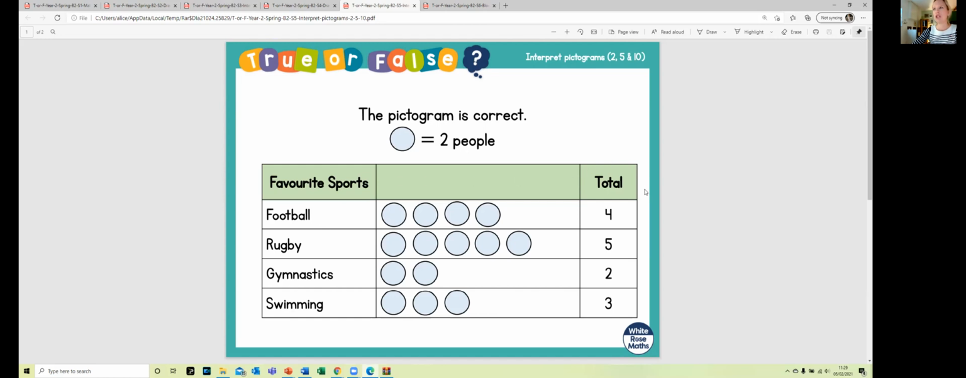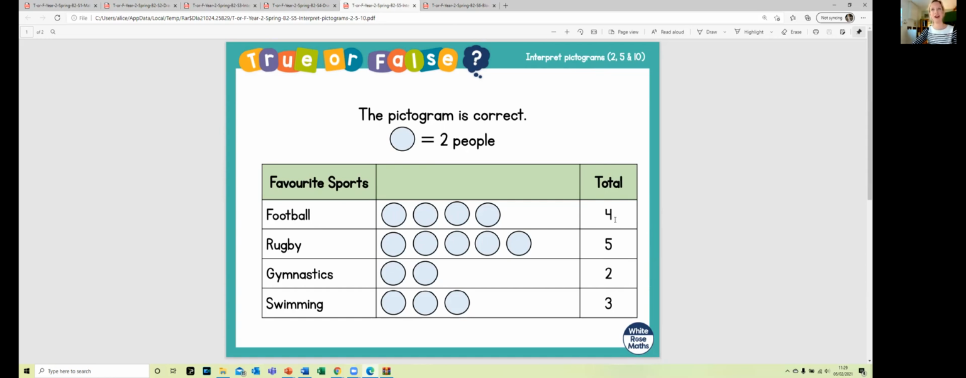2 people. So they've got the total amount. Can you see here at the end with the numerals on there? So we'll start with football. Remember, a circle means 2. So we're going to be counting in 2s. 2, 4, 6, 8. Well, they've put their total as 4, haven't they?